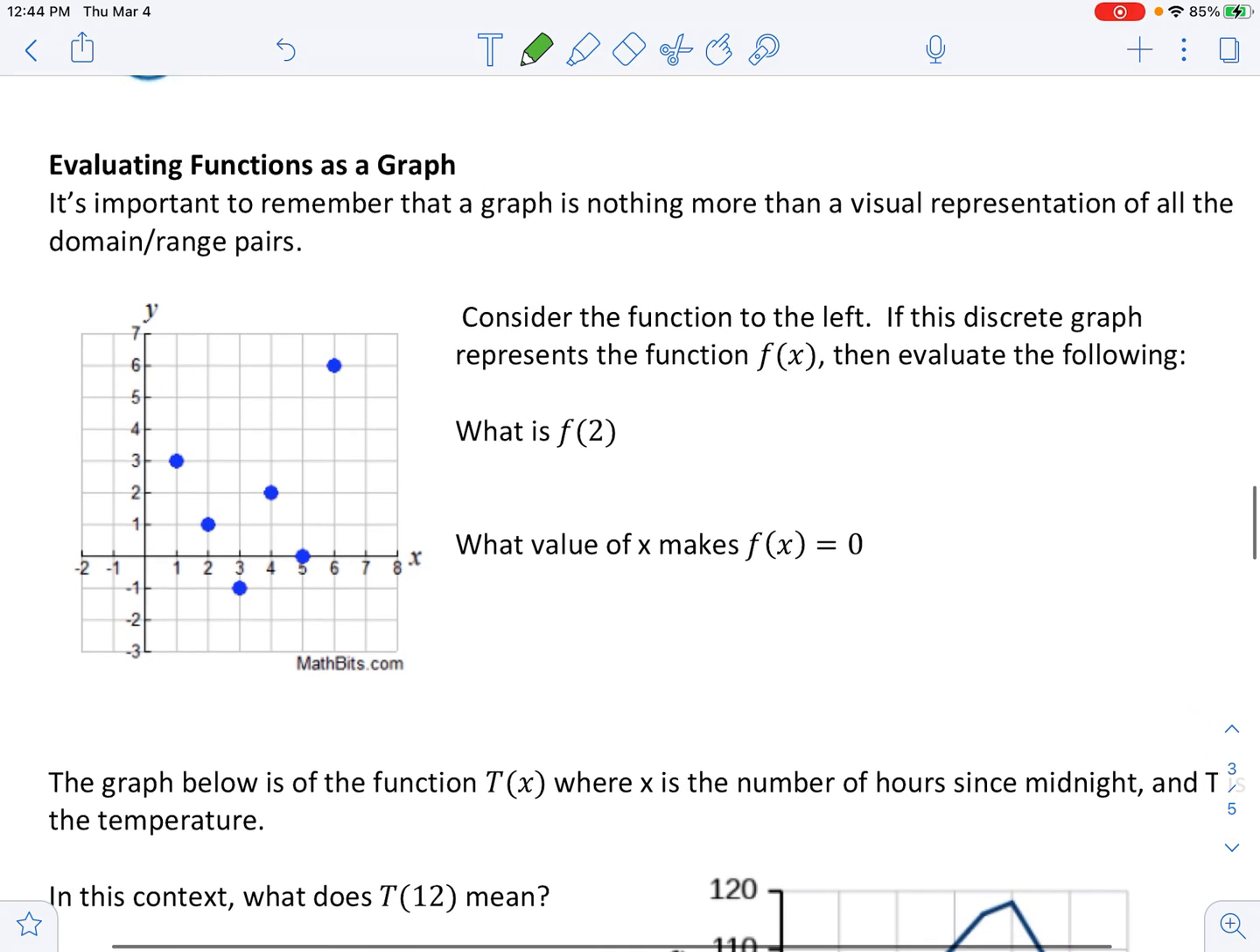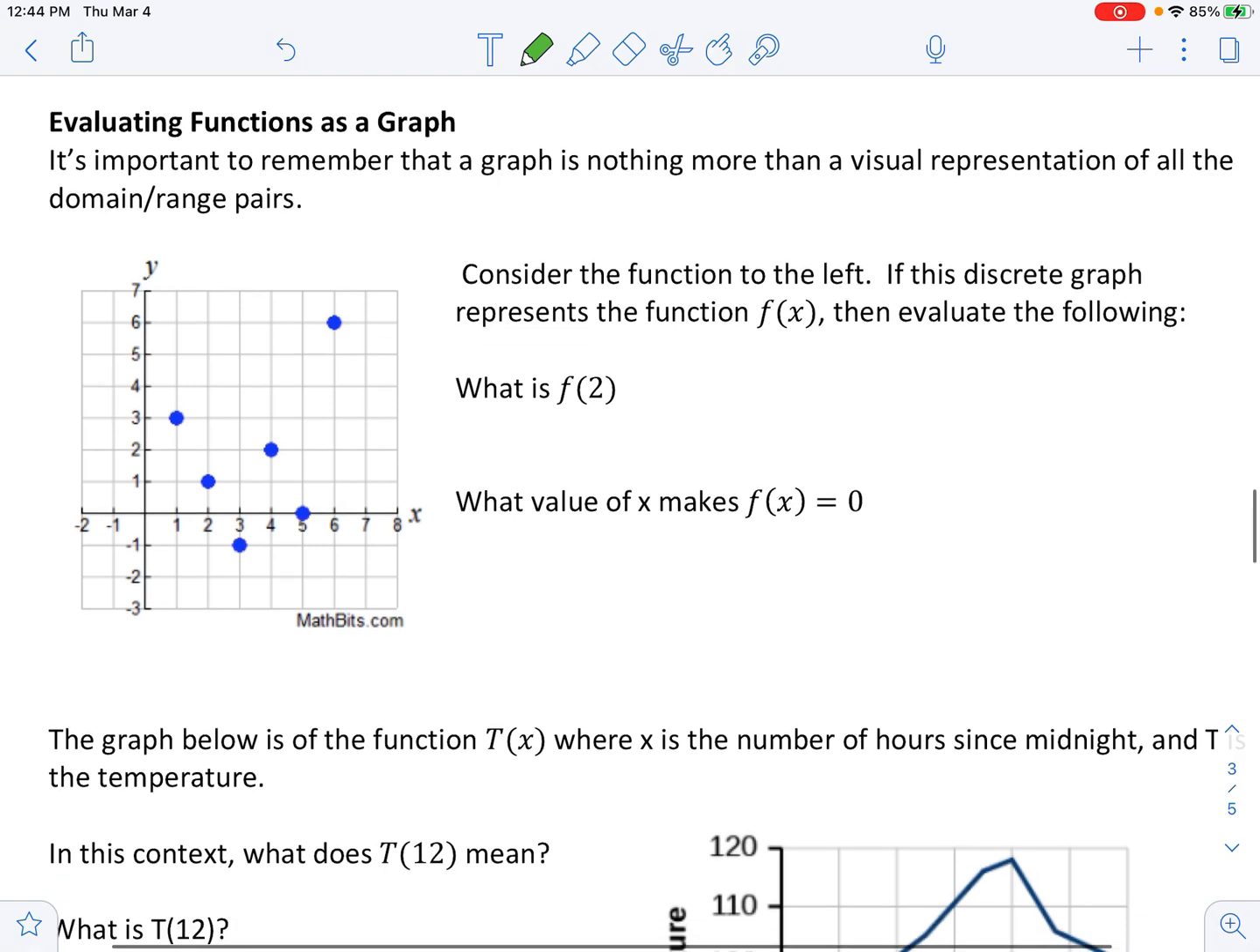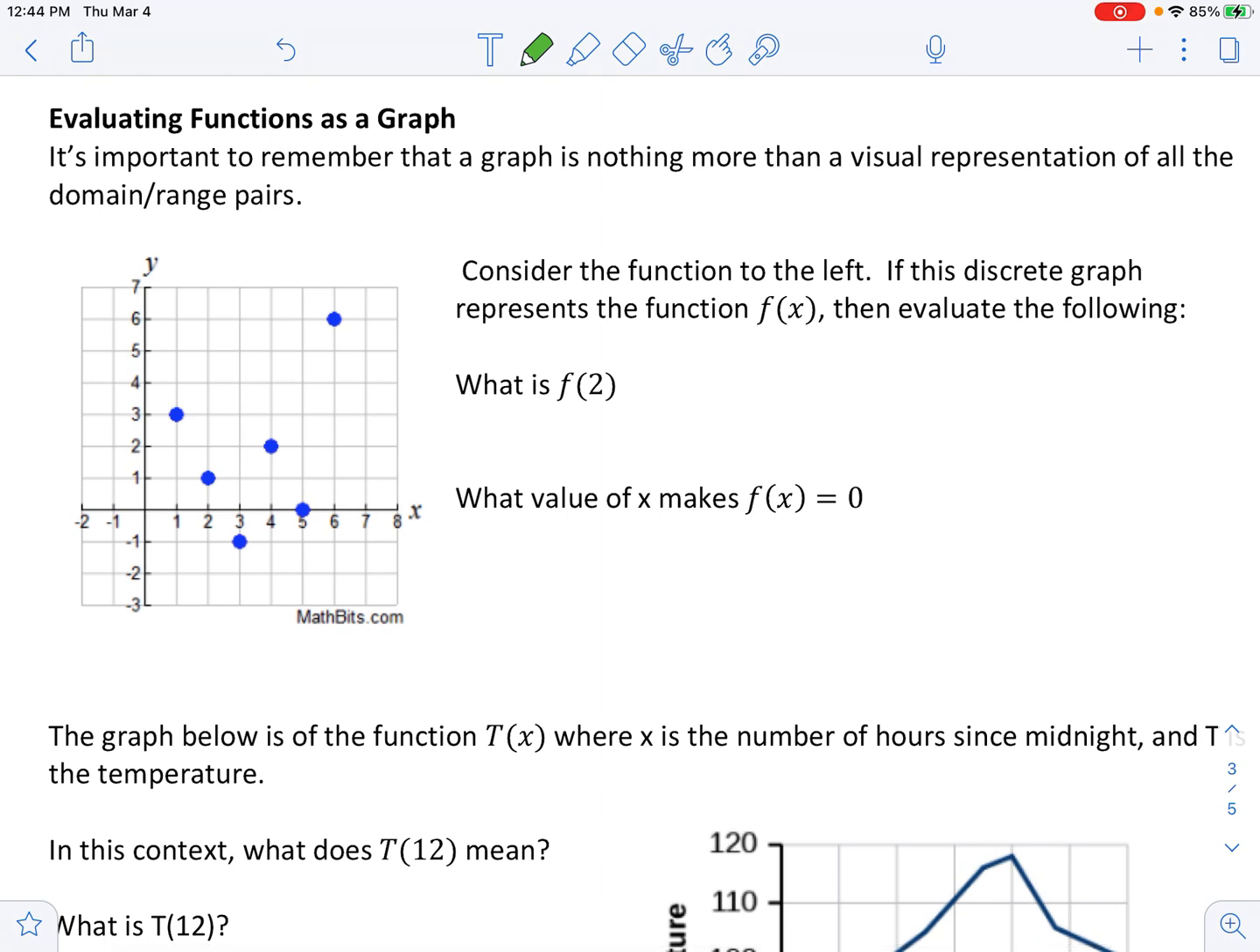How about we look at some graphs? It's important to remember that a graph is nothing more than a visual representation of all the pairs, just like a set of ordered pairs or a table. So each point on the coordinate plane represents a pair. Let's look at this discrete graph.